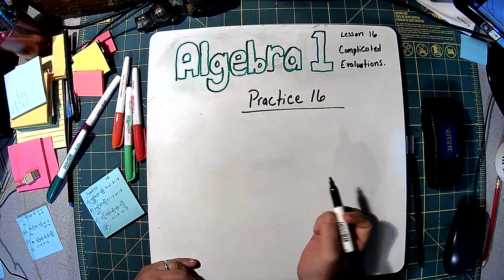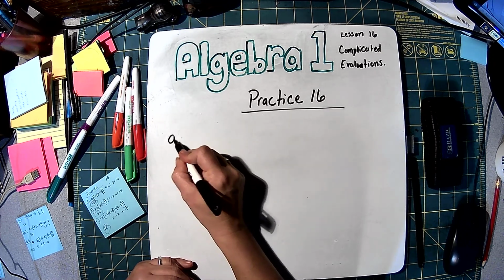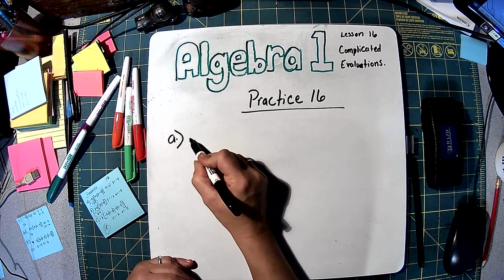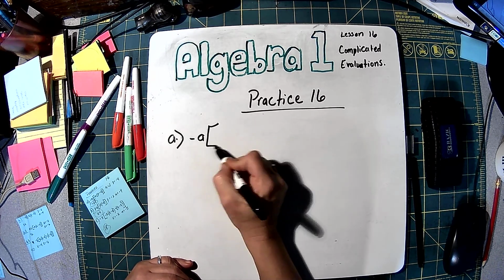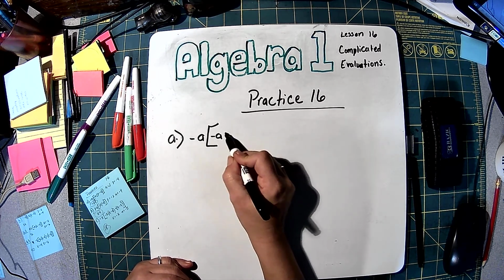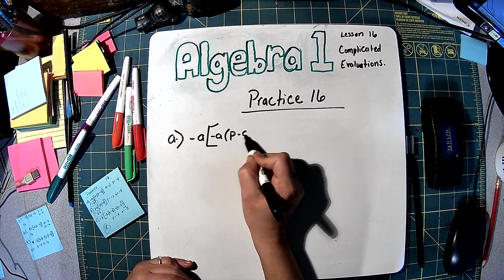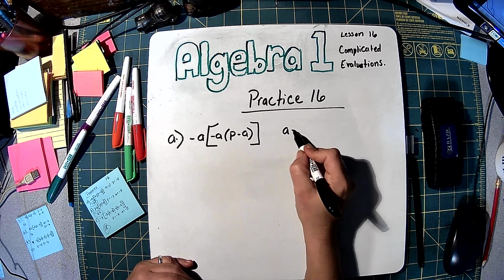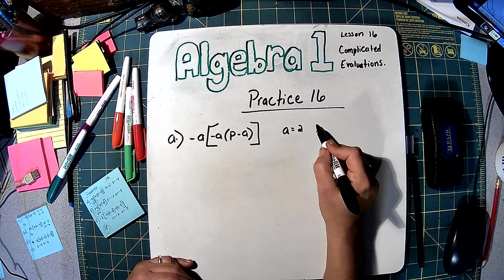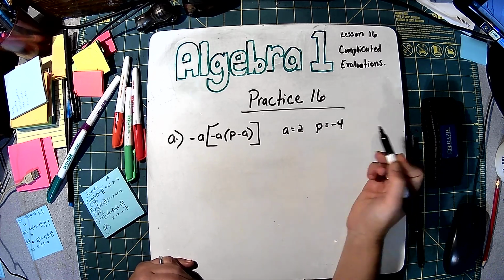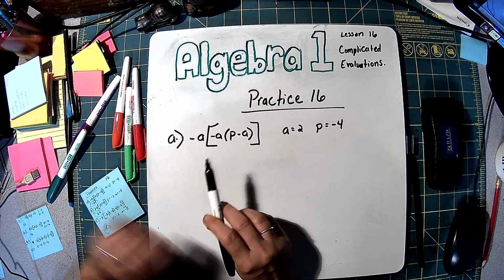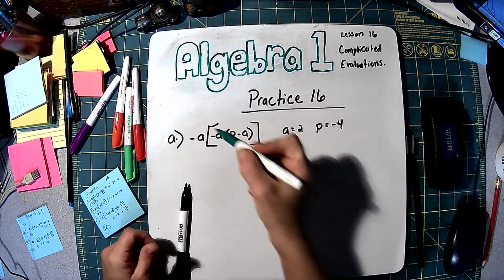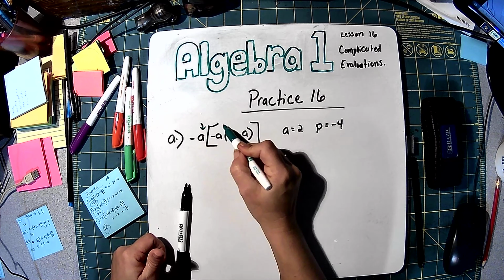So these are practice problems for set 16. A is negative A, bracket, another negative A, parentheses, P minus A, and then close our bracket. A is equal to 2, and P is equal to negative 4. Alright, so first thing I need to do is look at my multiplication. It's going to be there and there.